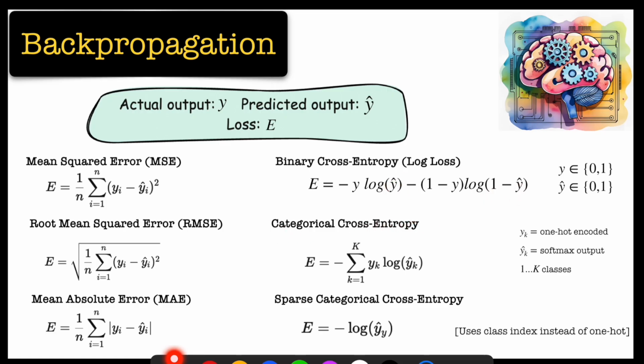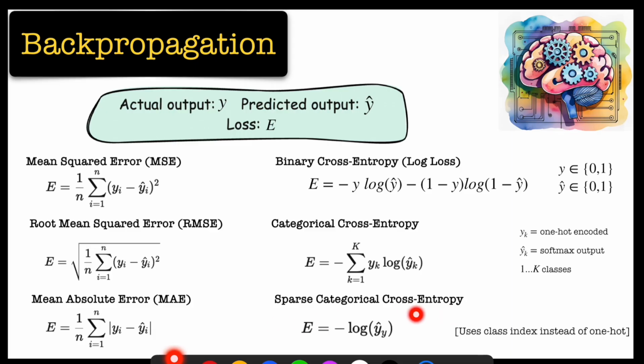Categorical cross entropy and sparse categorical cross entropy are used in multi-class classification. If you have seen my multi-class classification video, there I discussed the softmax and the one-hot encoded representation of the output. We have k classes, let's say 1 to k. So the loss or error will be the negative sum over all the classes of yk log y hat k. For each of the classes, yk is the actual output and y hat k is the predicted output, where yk is the one-hot encoded output and y hat k is the softmax output.